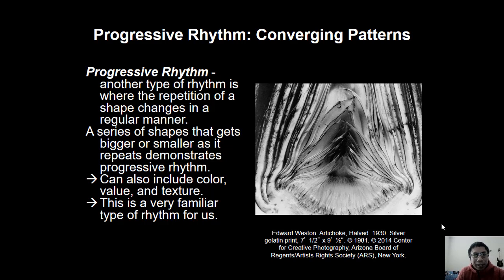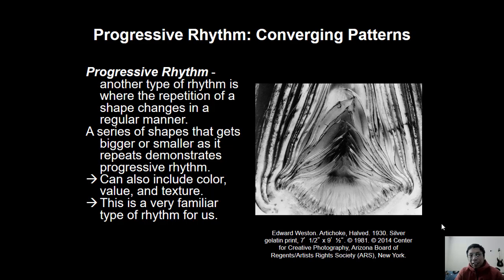So when it comes to this progressive rhythm, it can include things like color, value, and texture. It is a very familiar type of rhythm for us. So again, we are looking at these diagonal lines, and they are slightly repeating over and over again.